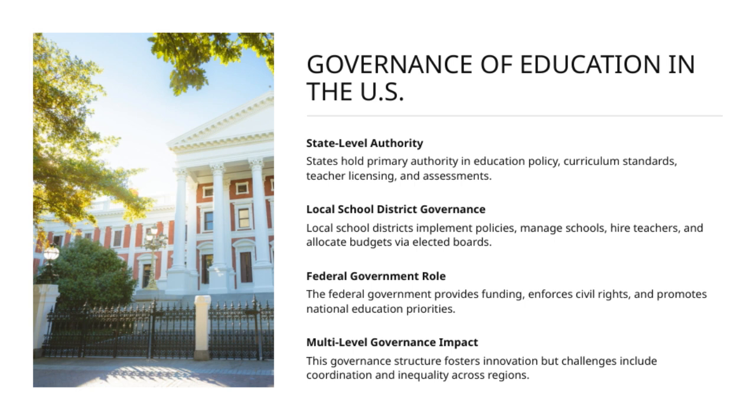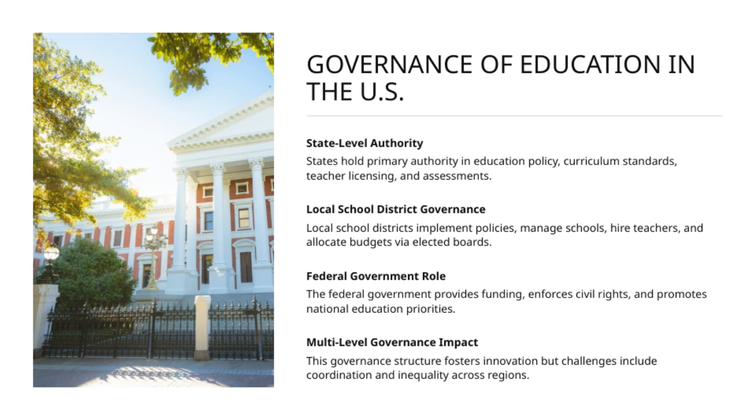Then, we have local school districts, which operate at a more community-focused level. These districts are responsible for implementing the policies set at the state level, managing day-to-day operations, hiring teachers, and making decisions about budgets. Interestingly, these districts are governed by elected boards, which means local communities have a say in how their schools are run. On the federal side, the government plays a different but equally important role.